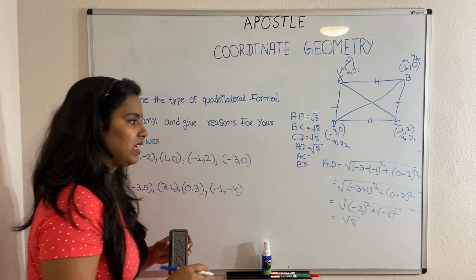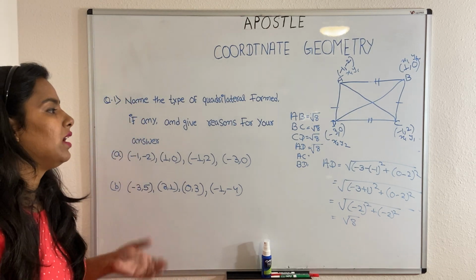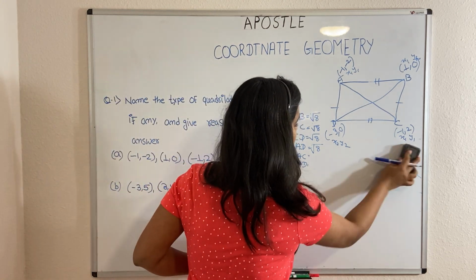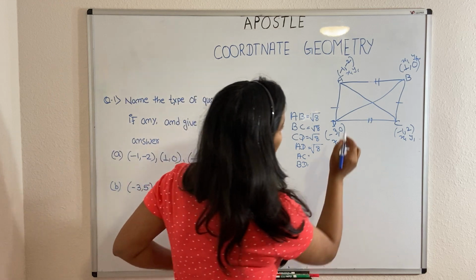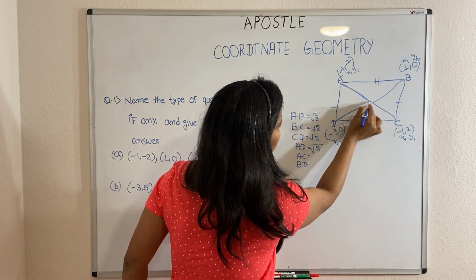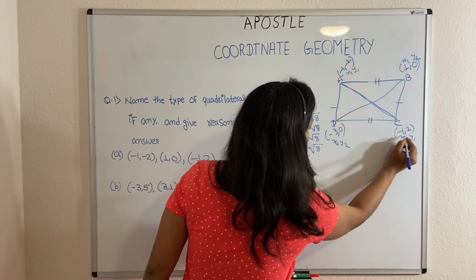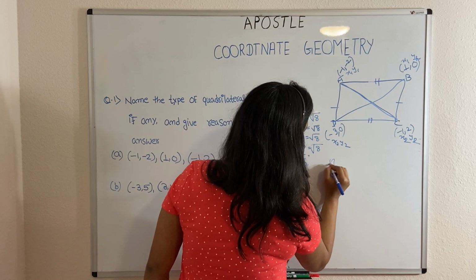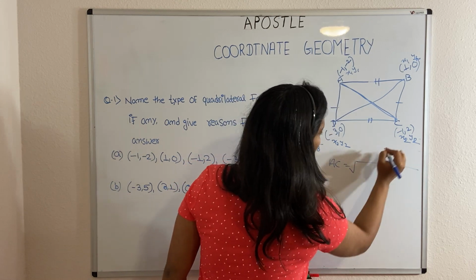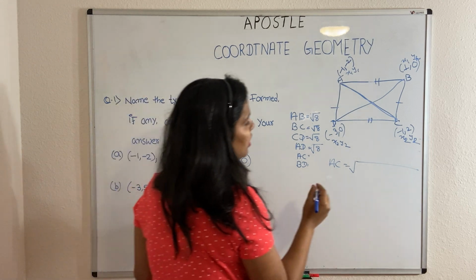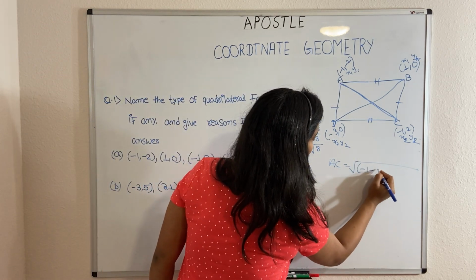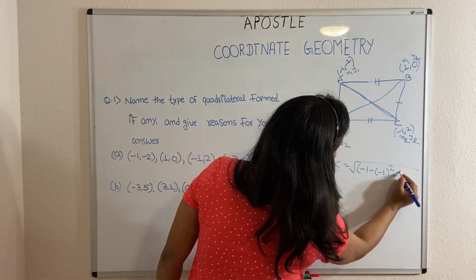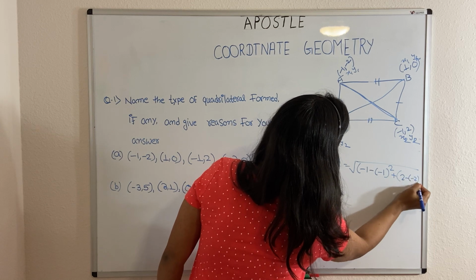Now we have to calculate AC and BD, and then we decide whether it is a quadrilateral, rhombus, or square. Like AC. So here AC is this. In the case of AC, this is our x2, y2 and this is our x1, y1. So now applying the distance formula again, what is x2? Minus 1. What is x1? That is also minus 1. So minus 1 minus of minus 1 whole square plus 2 minus of minus 2 whole square.